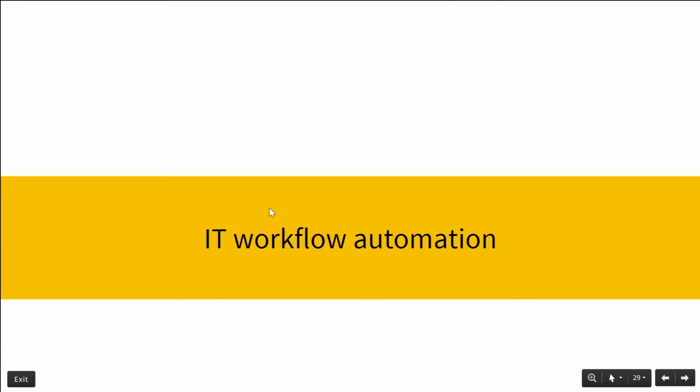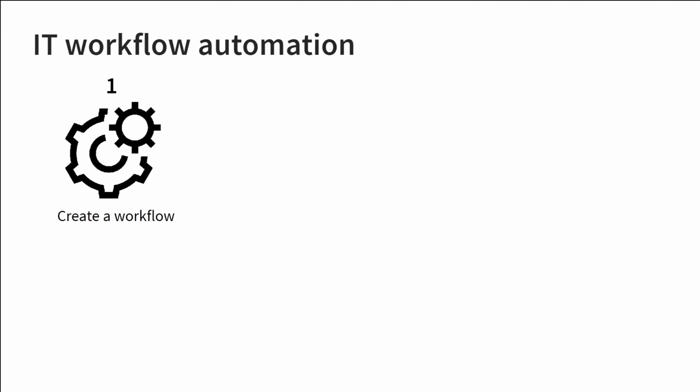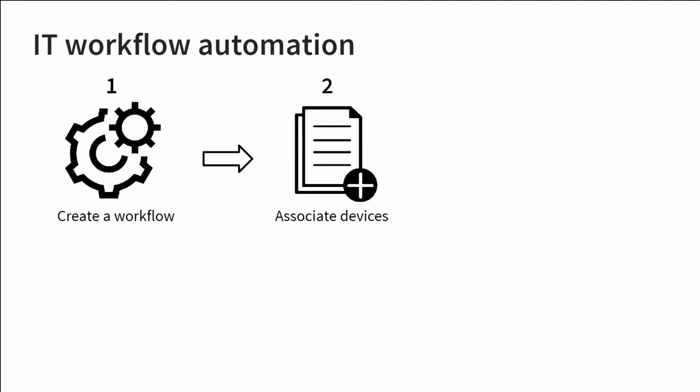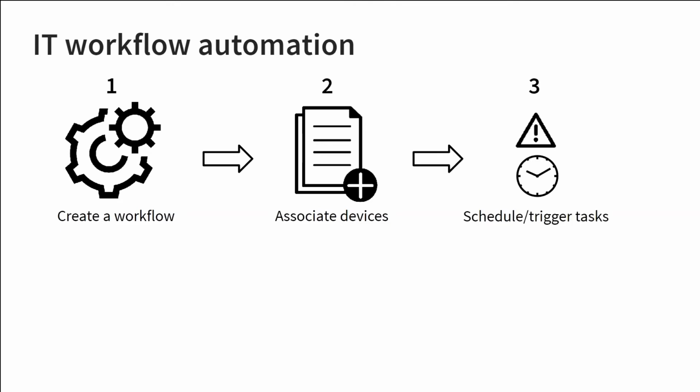So now we saw how OpManager generates an alarm, how OpManager identifies faults in your network and triggers an alarm in different ways. And let's see how we can use IT workflow automation to remediate the problems. So here is the flow. When you want to create a workflow, you first need to decide what workflow you need to achieve, and you need to create a workflow for that. And then you need to associate the workflow to the respective devices. And on the third stage, you can either schedule this to run on a periodic time, or you can trigger this upon an event failure.